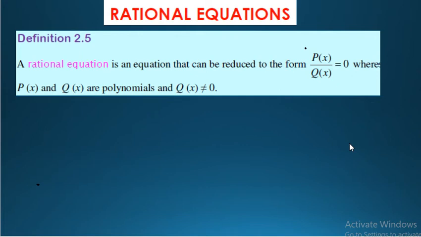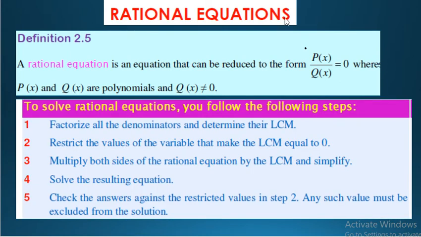What is a rational equation? As you see the definition here, it says it is an equation which can be reduced and written in the form p of x over q of x equal to 0. Necessarily, the denominator q of x has to be different from 0. So how to solve a rational equation? Let us see the steps.